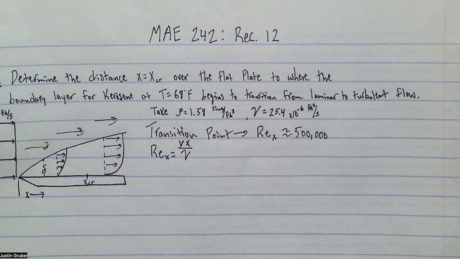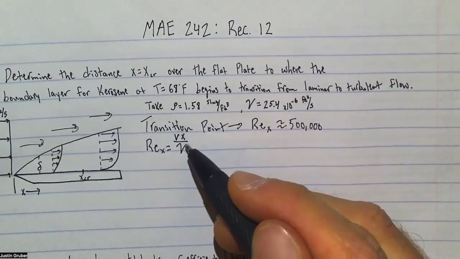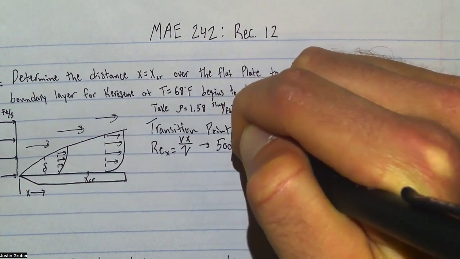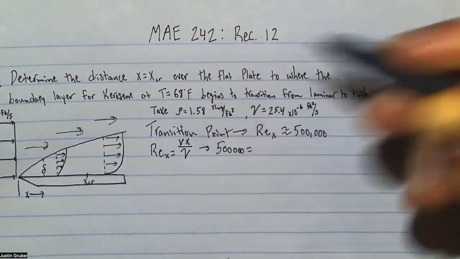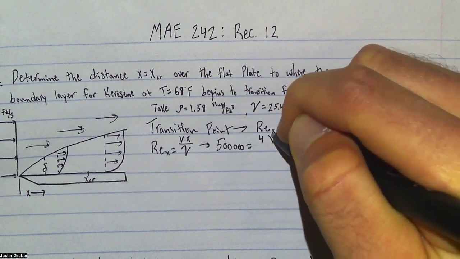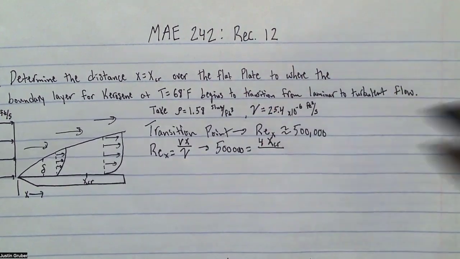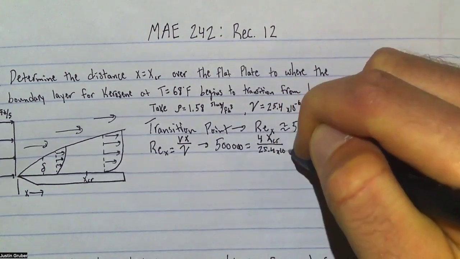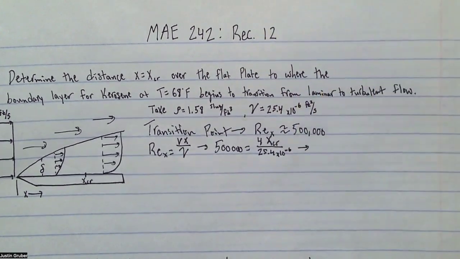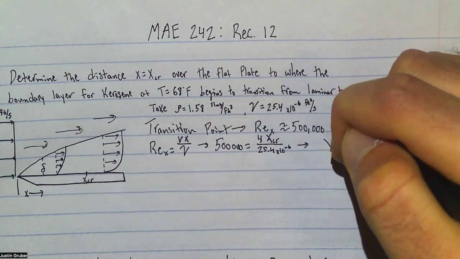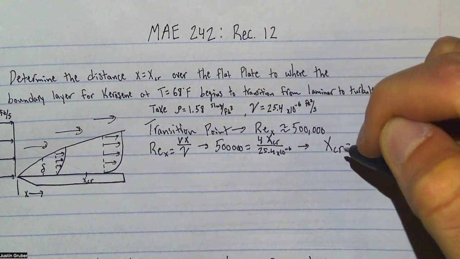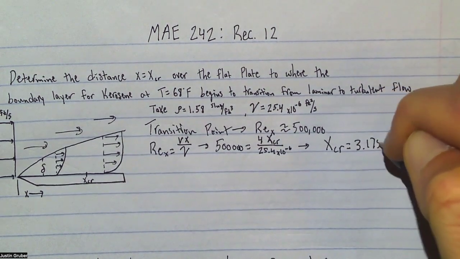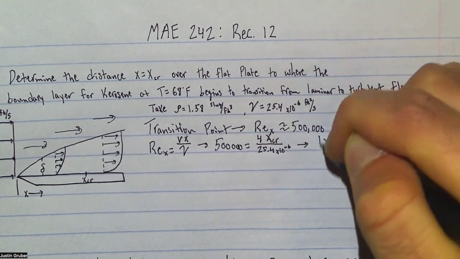Anyway, yeah. So this one's pretty easy. So we want to solve for this X right here. So just plug in. 500,000 equals 4 times X critical over 25.4 times 10 to the negative 6. All right. And so with that, pretty easy. Just plug and chug. Your X critical equals 3.175 feet. And literally that's it for problem 1.